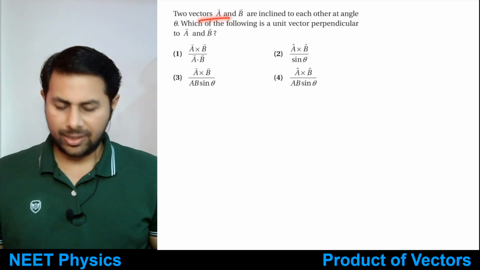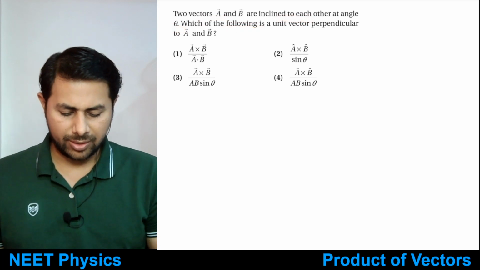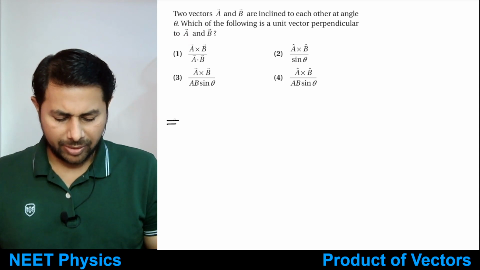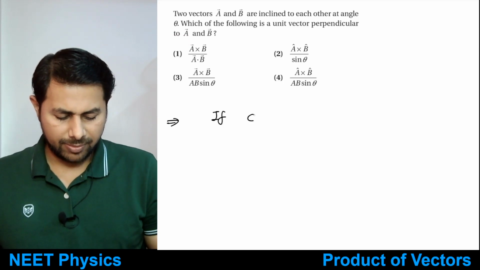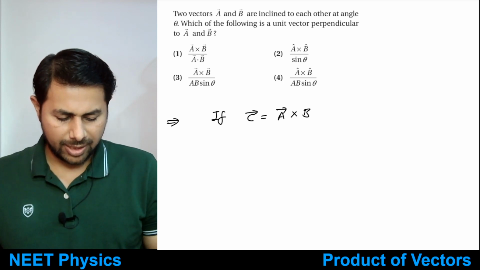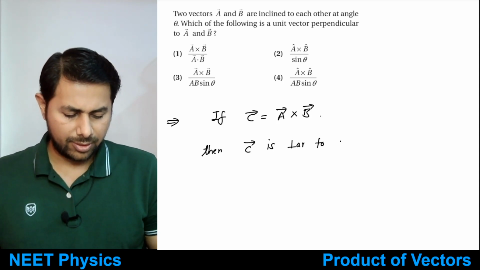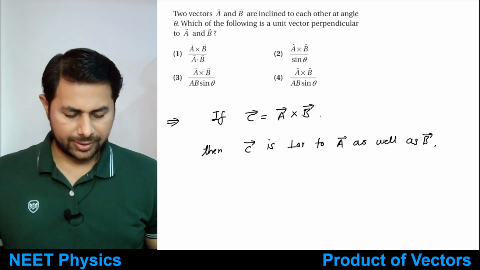Two vectors A bar and B bar are inclined to each other at an angle theta. Which of the following is a unit vector perpendicular to A bar and B bar? So we know that what is a vector perpendicular to A bar and B bar? If C bar is equal to A bar cross B bar, then C bar is perpendicular to A bar as well as B bar. We know this thing, right?